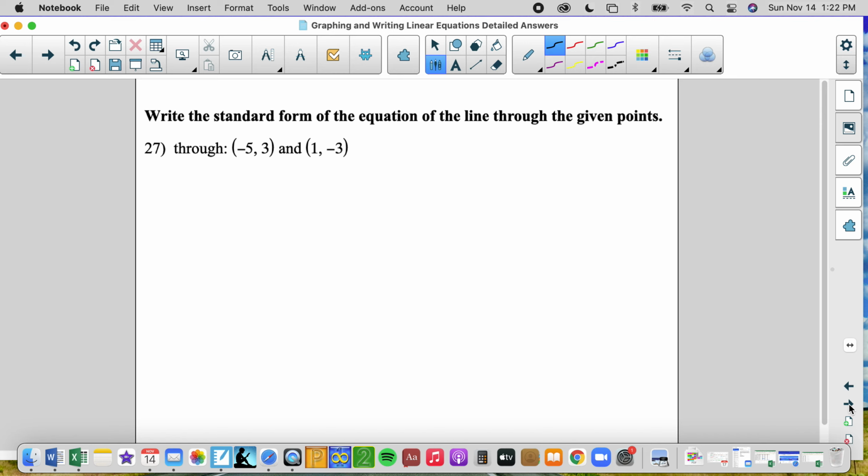Now we have 2 points. We don't have any slope. We don't have an intercept. Neither of these is the y-intercept. So I'm going to, again, have to use point slope form. Not fun, because there's a lot of work, but y minus y sub 1 equals m times the quantity x minus x sub 1. I got to find the slope first.